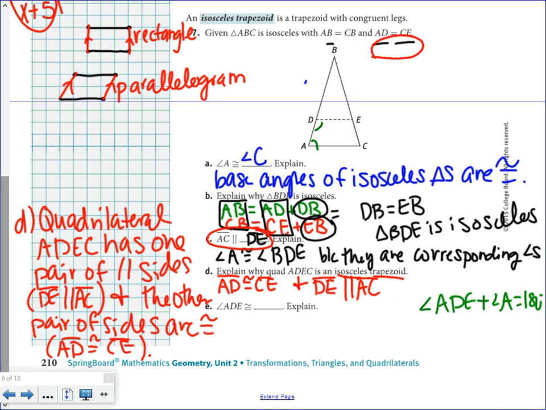This angle and that angle are supplementary because we have parallel lines. Likewise, this angle and this angle are supplementary. So angle DEC and angle C are supplementary, which means that this angle and this angle are congruent. So angle DEC is congruent to angle ADE. And the reason they're supplementary to the same angle.